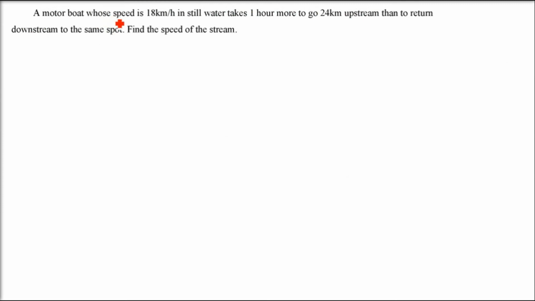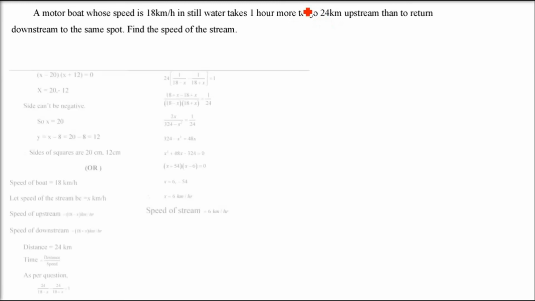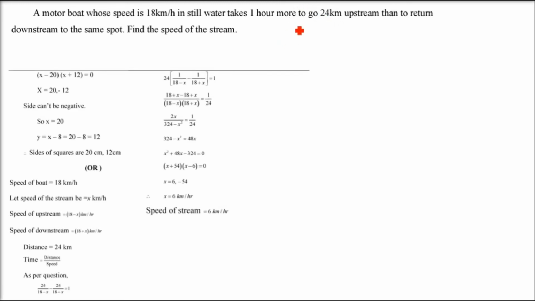A motorboat whose speed is 18 km an hour in still water takes 1 hour more to go 24 km upstream than to return downstream to the same spot. Find the speed of the stream. So the same distance is given, 24 km. There is a boat, and the speed of the boat is 18 km an hour in still water.